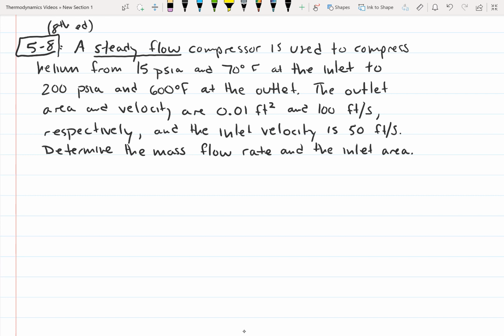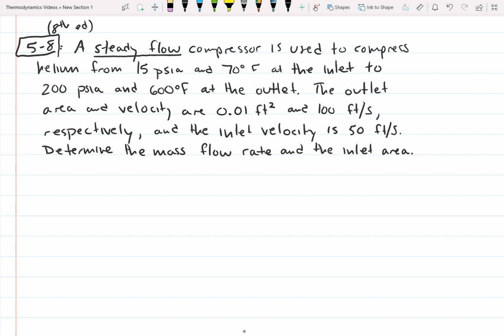Okay, so this says we have a steady flow compressor, and it's used to compress helium from 15 psi absolute and 70 degrees Fahrenheit at the inlet to 200 psi absolute and 600 degrees Fahrenheit at the outlet. Then it gives us the outlet area and velocity and the inlet velocity, and it wants us to determine the mass flow rate and the inlet area.